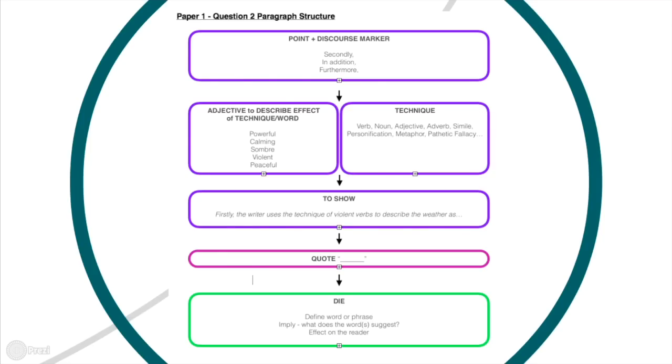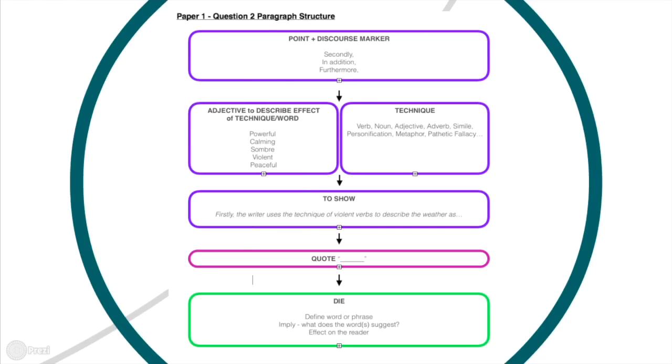So we have our discourse marker. We explain what type of word is in the quote that we've chosen. We explain what that word or phrase shows. We put our quote in, and then we need to DIE. So we need to define what the word or phrase is, so explain what it means. We need to imply, so we need to explain what the word or words suggest or infer, and we need to explain the effect on the reader.